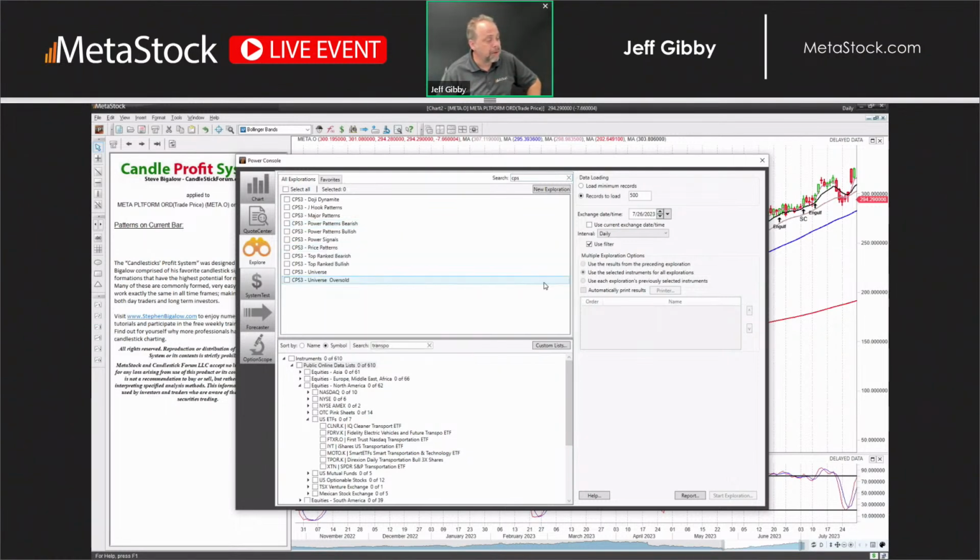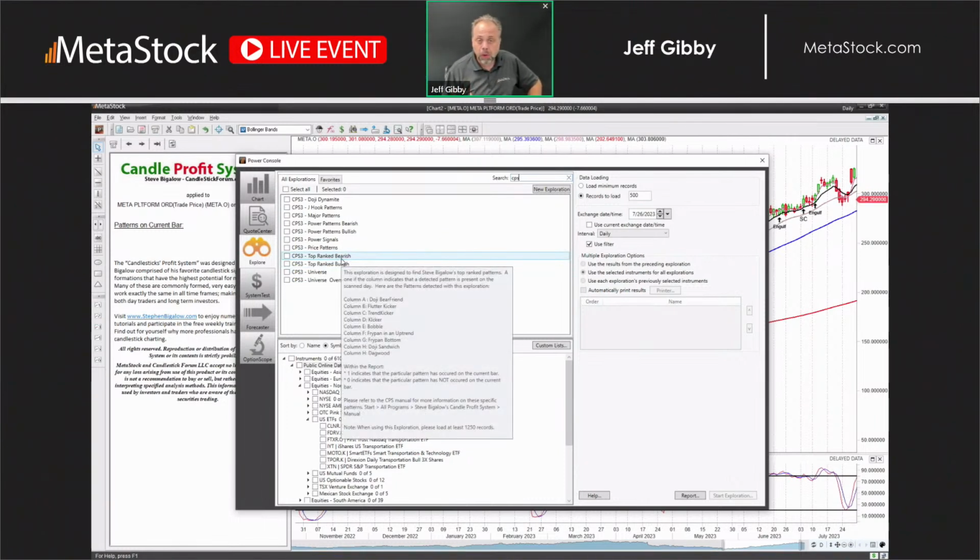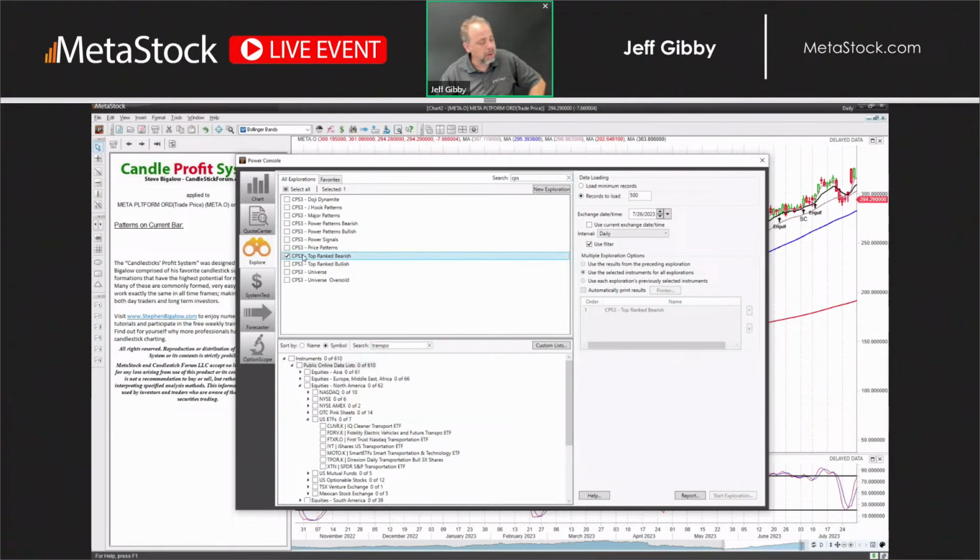But if I just want to find a major pattern, actually no, what I want to be able to do is top rank bullish or top rank bearish. So Steve talked a little bit about how the market was showing some bearish signals. If I want to find the top ranked bearish signals that happened in the market today, I'm just going to do the CPS3 top ranked bearish. And I'm going to come down here and identify what I want to scan.